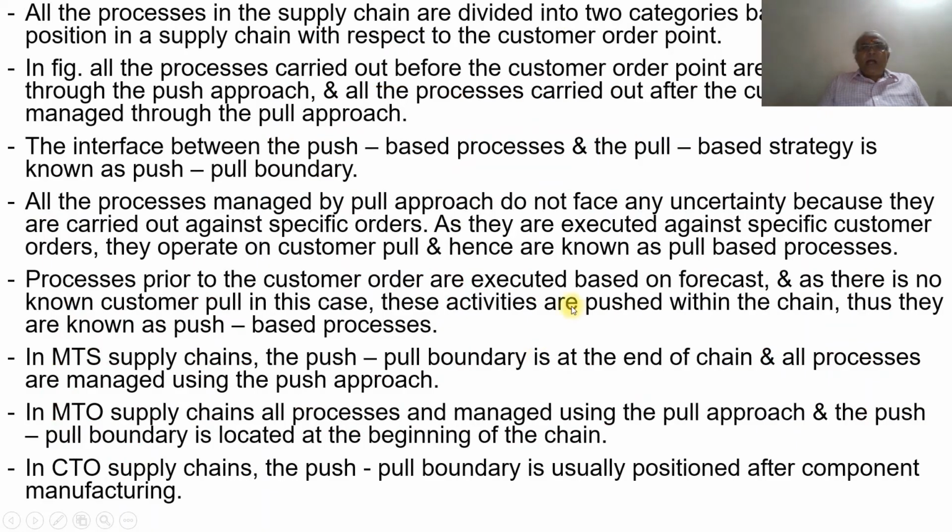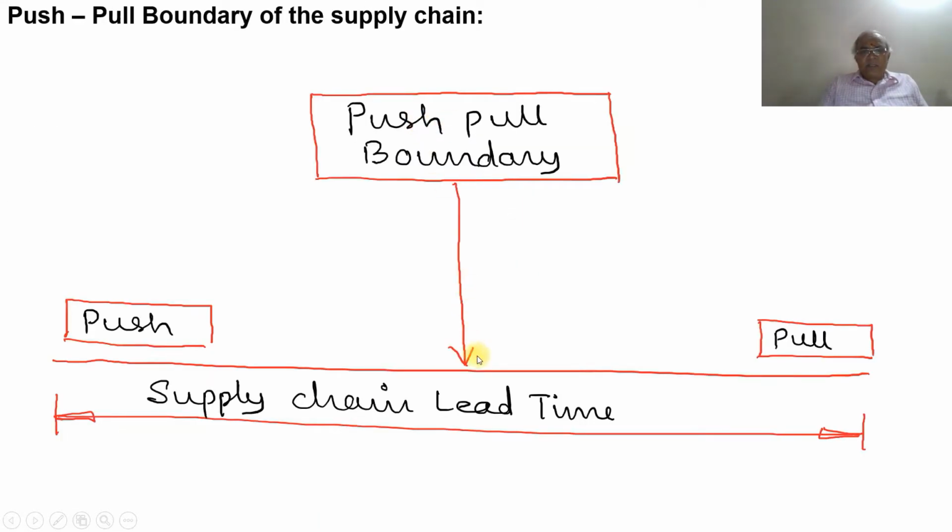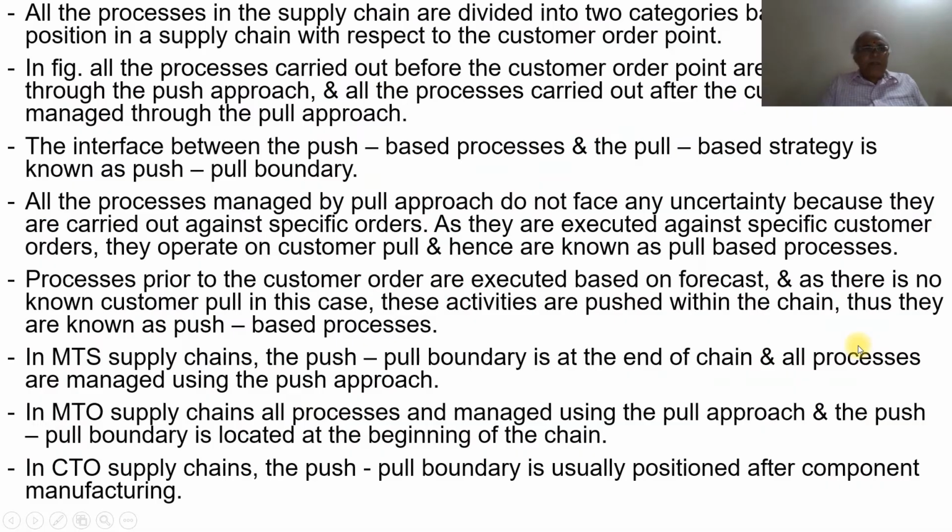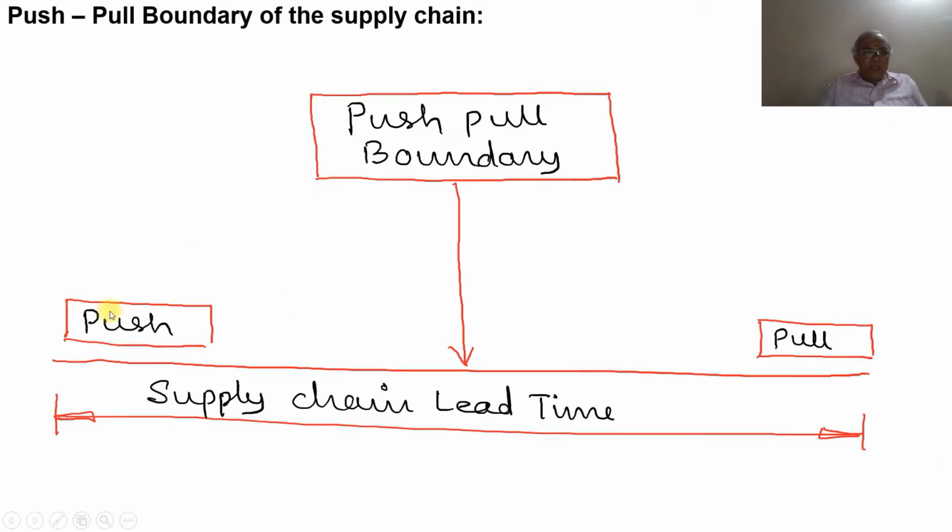So here, the processes before the customer order point are managed through the push approach, and all the processes carried out after the customer order are managed through the pull approach. That means after the customer order, all the processes are managed by the pull approach. Then the interface between the push-based processes and the pull-based strategy is known as the push-pull boundary. The interface between these two, the push approach and the pull approach, we are going to call the push-pull boundary of the supply chain.